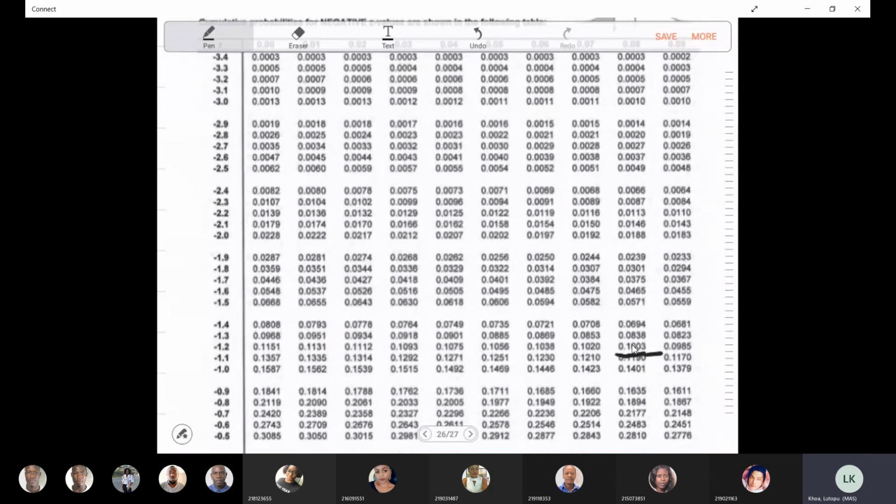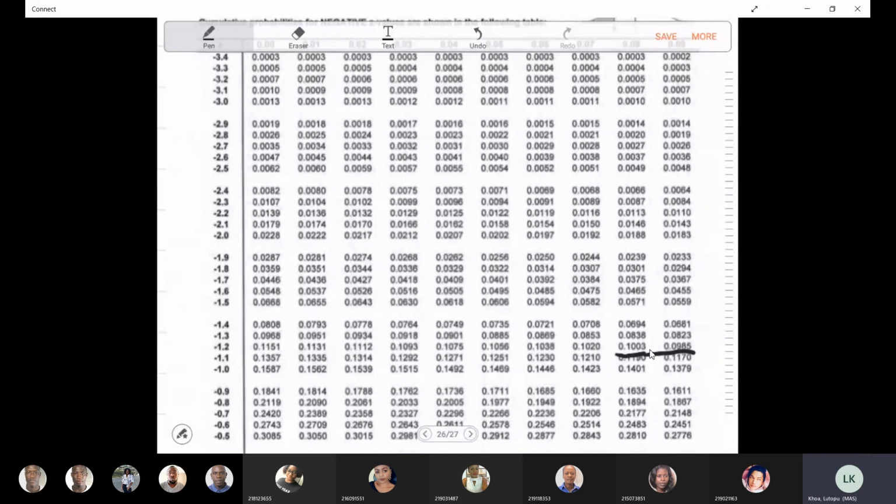Okay, so it's between those two, and I can see that this one is closer to it, so I can just take this one. You can also take the average. It doesn't really matter because we're not really interested in the value itself. We're not using it in any calculations. We just use it to compare with the Z that we calculated.